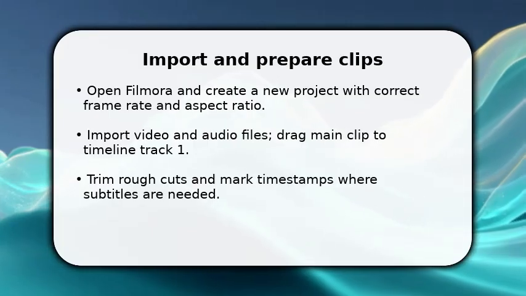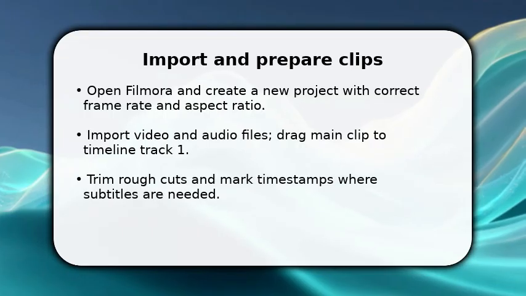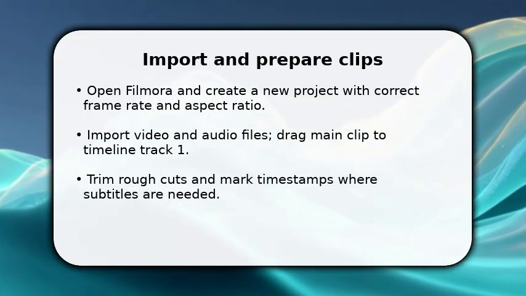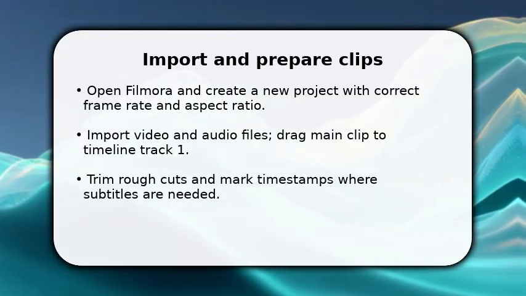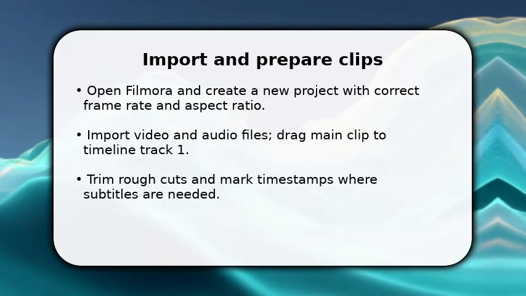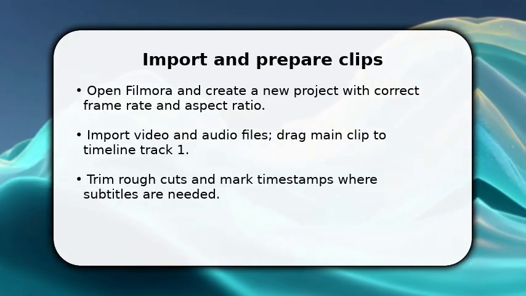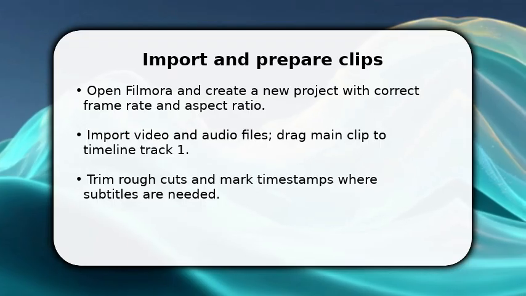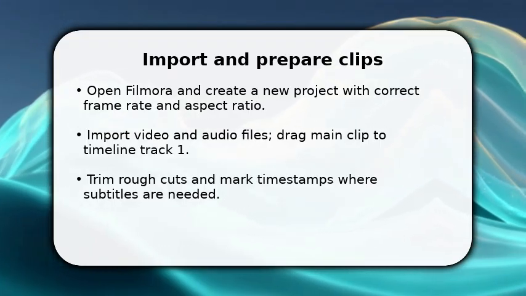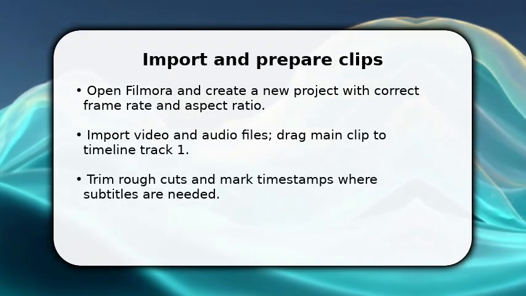You start by importing your footage and setting the project frame rate to match the source so subtitles sync. Drag the primary clip on a track 1 and play through to note where dialogue begins and ends. Use markers to pin timestamps. Once done, trim any dead space and separate sections that need different subtitle timing.